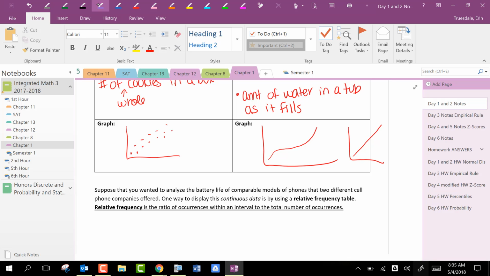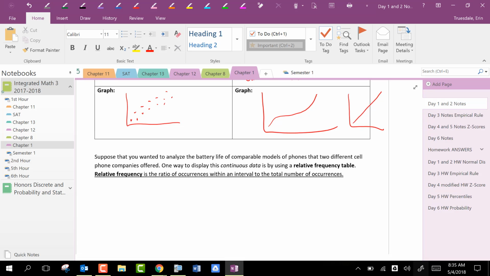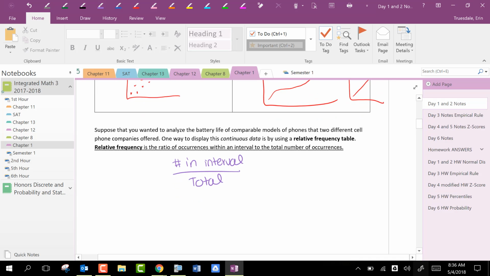Okay, suppose that you wanted to analyze battery life of comparable models of phones that 2 different cell phone companies offer. One way to display this continuous data is by using a relative frequency table. A relative frequency is the ratio of occurrences within an interval over the total number of occurrences. Okay, so you're going to do the number in that particular interval over the total, and that's going to give you the relative frequency. Okay, so let's try it on the back.